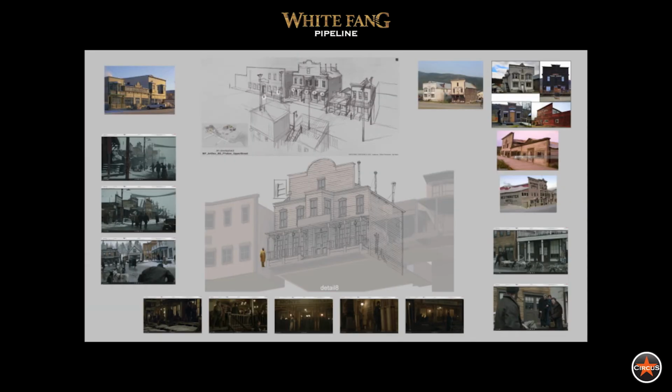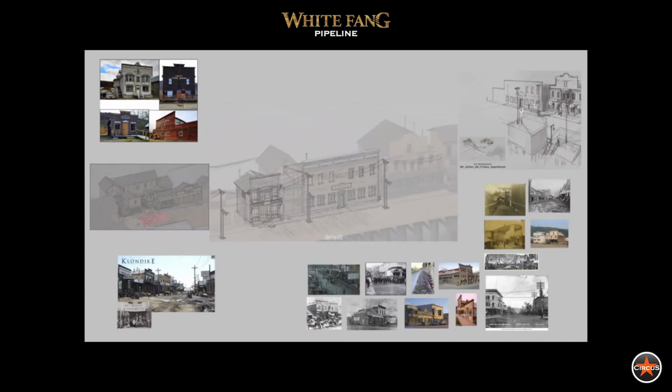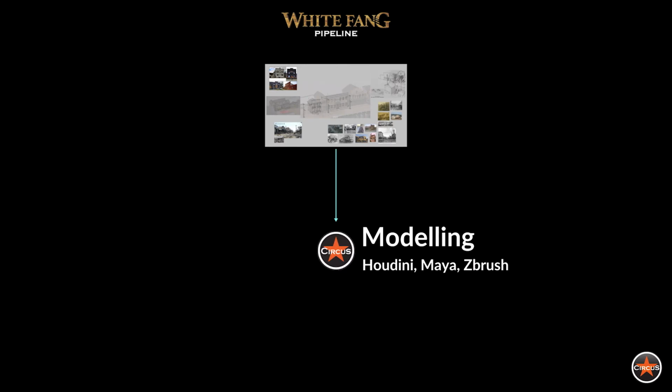We start working on the environments with a series of reference illustrations. Modeling is mainly done using Maya, then ZBrush to refine certain elements, and Houdini to generate the trees, the twigs on the ground, and many other details that enhance the image.